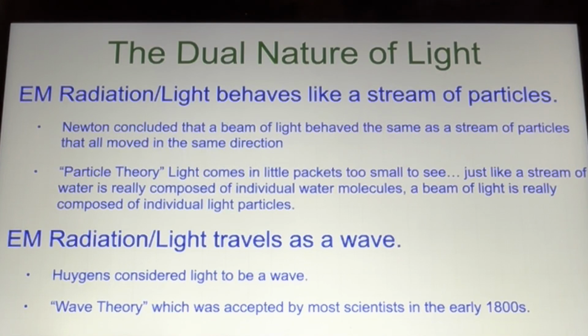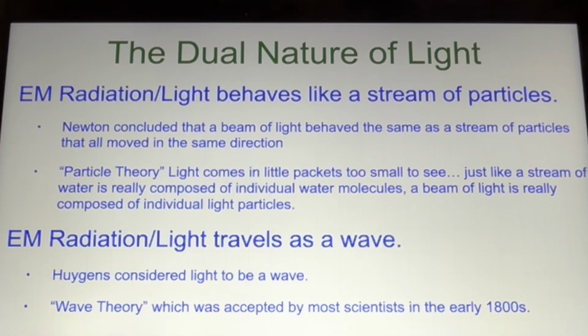The first serious scientific investigations of light were done by none other than Sir Isaac Newton. In 1704, Newton published a book called Optics, in which he reported the conclusions of his research on light. In this book, Newton concluded that a beam of light behaved the same as a stream of particles that all moved in the same direction. This came to be known as the particle theory of light.